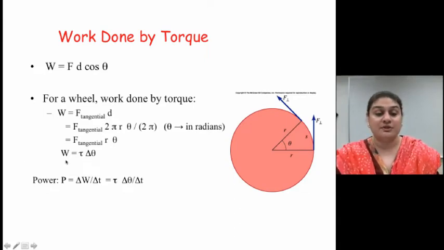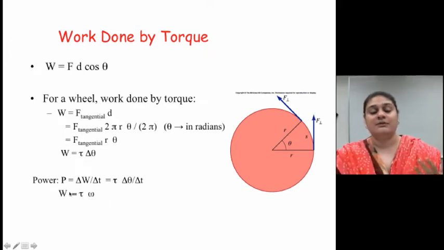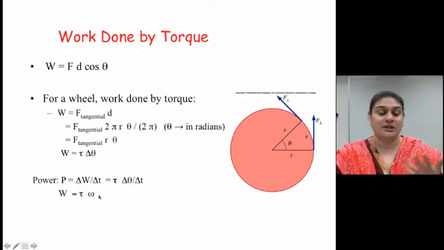So if I put the work into this expression right here, torque times delta theta, what I will see is another way of writing power in terms of omega, which is the angular velocity. Power is equal to torque times the angular velocity through which the object moves.